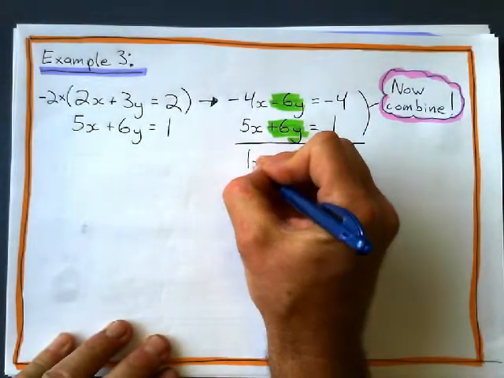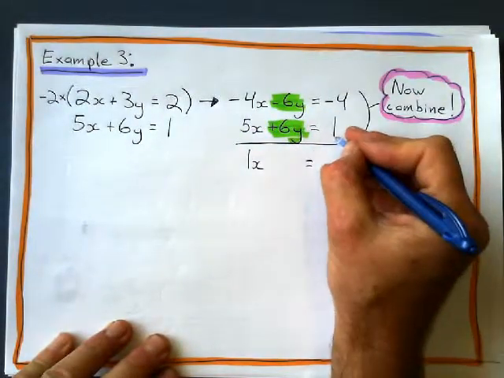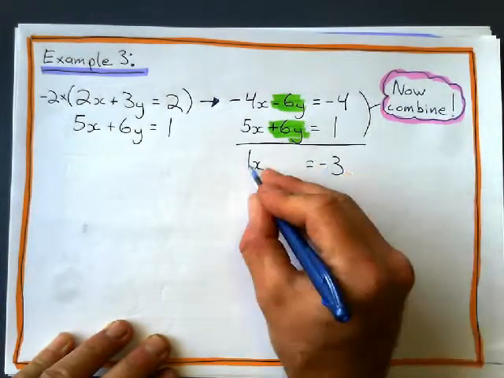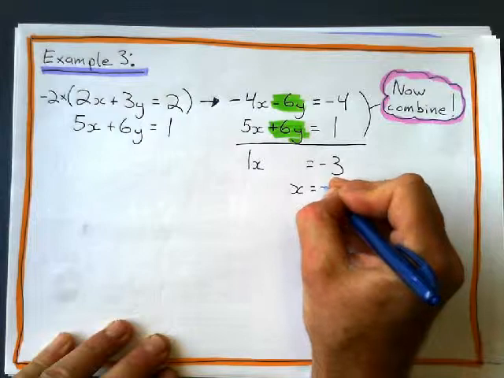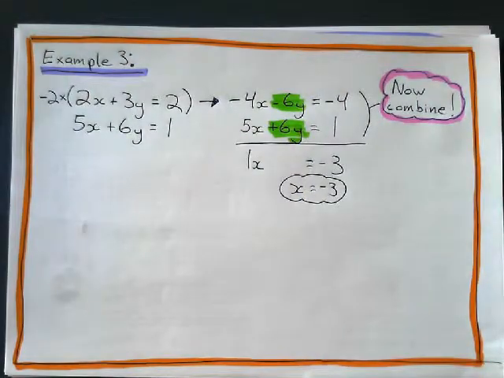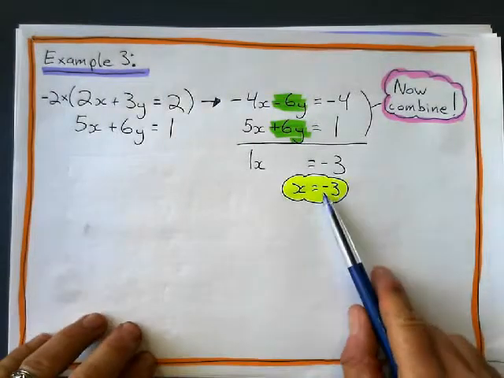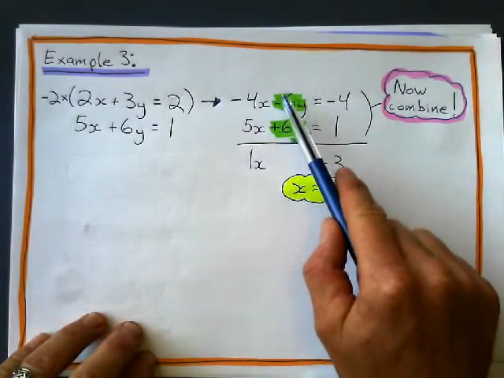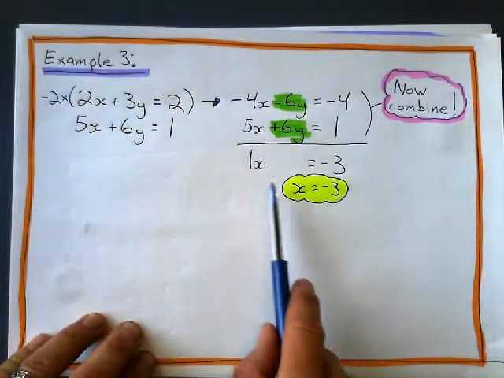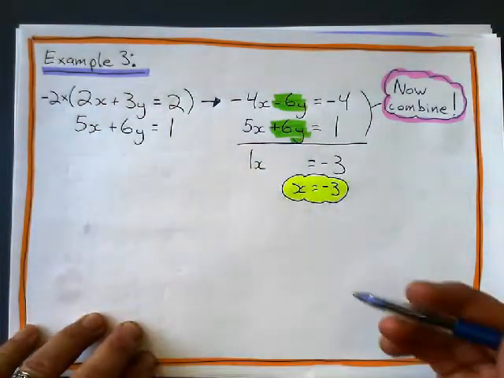-4 plus 5 just gives me 1x. And -4 plus 1 gives me -3. Well, -3 divided by 1 is just -3 for my x. So let's take this x and substitute it into any equation you want. We have 4 to choose from. Which one do you want to put it back in?